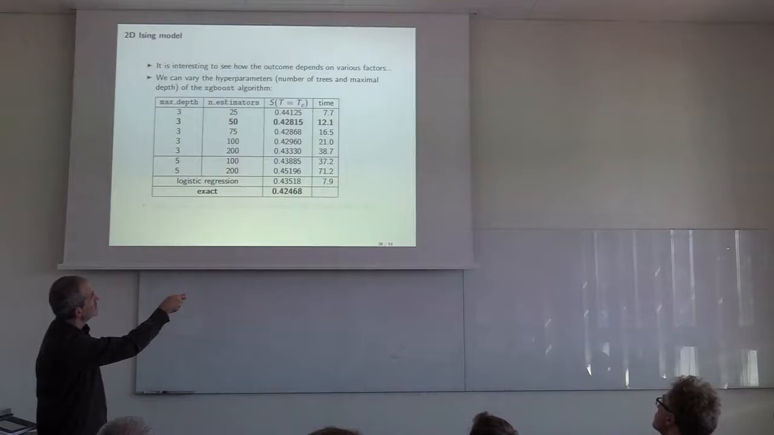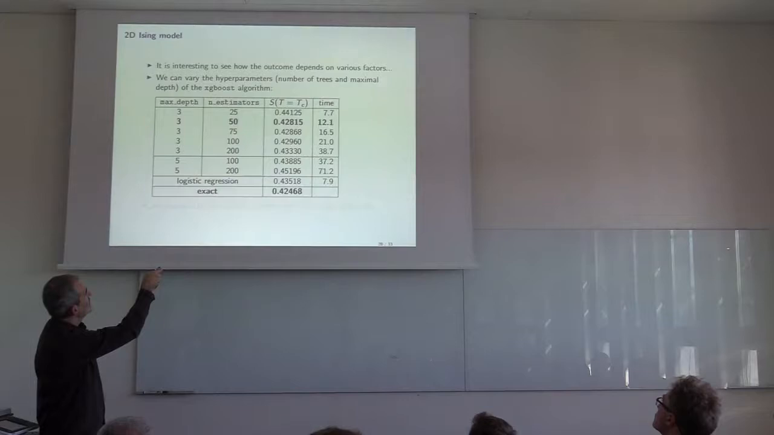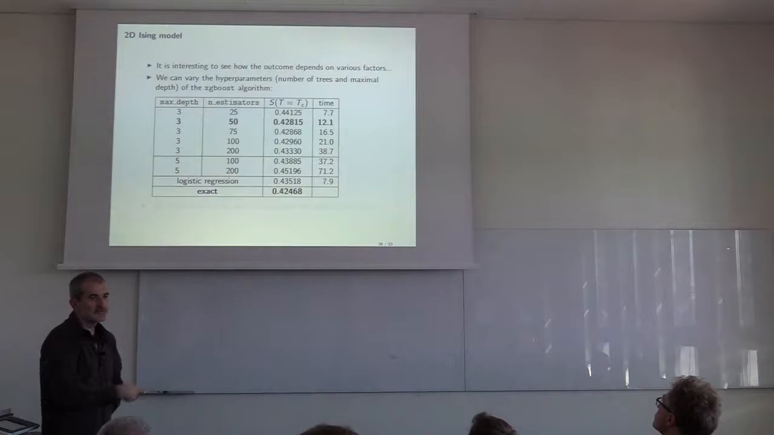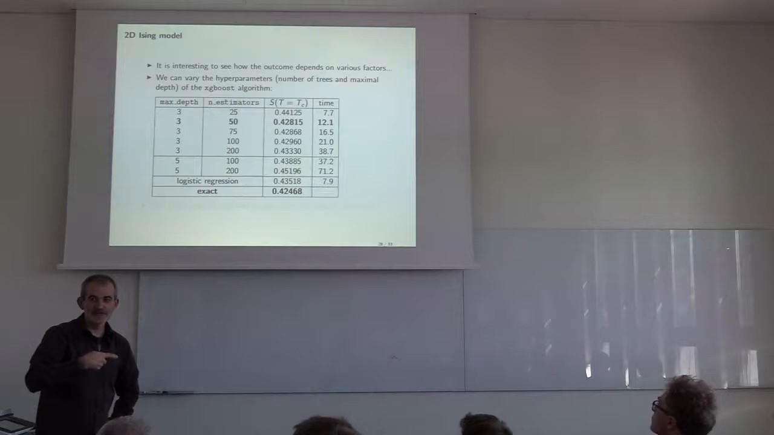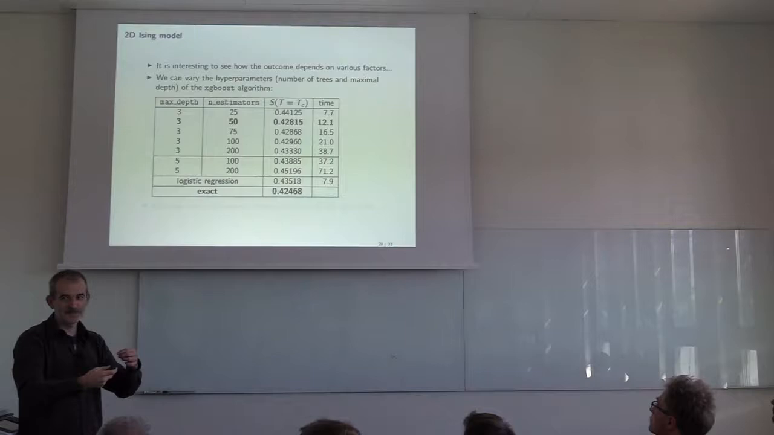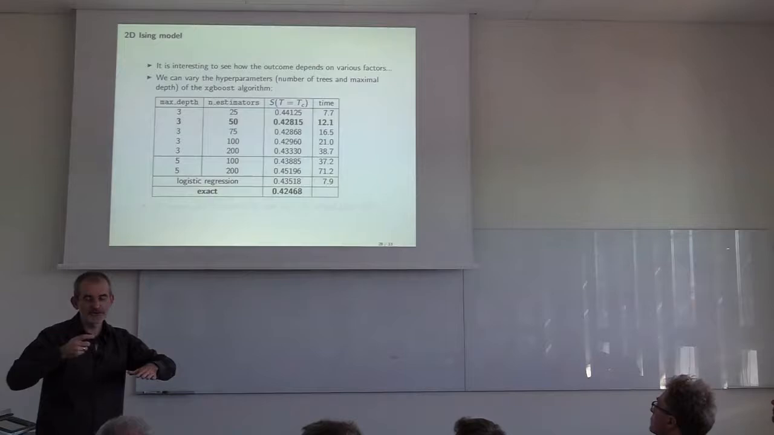The exact answer is 0.42468. And basically what we see is that if we have too small a number of trees, we get too large an estimate of the entropy, therefore this model is too simple. On the other hand, if we increase the number of trees, somehow we can also get worse results. This comes from overfitting, in the sense that the classifier sees some noise in the data and thinks that it's a genuine property, and then tries to use it. But of course, on cross-validation, this will cause the entropy to rise.